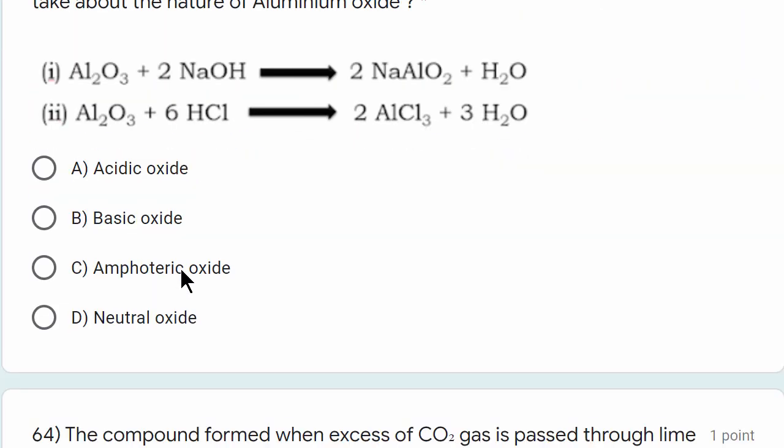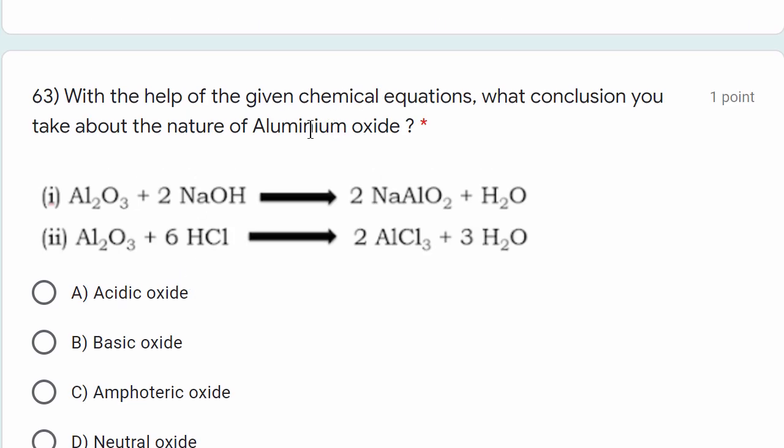All right, next question. What is the nature of aluminium oxide? Because it reacts with sodium hydroxide, which is a base, and it reacts with hydrochloric acid, which is an acid. What is the nature of that? It's an amphoteric oxide. Why amphoteric oxide? It reacts with both base and acid, right? If it only reacted with base, we would have called it acidic oxide. If it had only reacted with acid, we would have called it basic oxide. Because it reacted with both, we call it amphoteric oxide. Aluminium oxide is one of them.